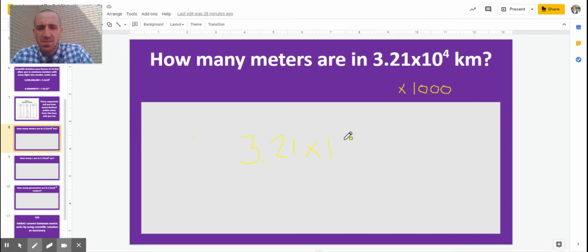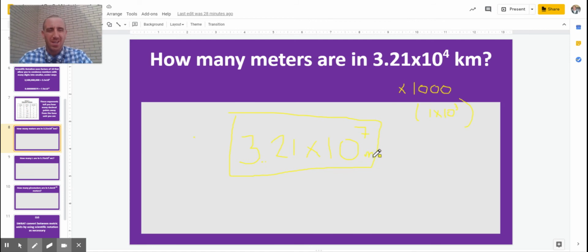And you'll start to learn some of these little tricks with scientific notation. 1,000 can be written as 1 times 10 to the third. And when you multiply numbers with exponents, you just add them up. So 4 and 3 gives me the 7. If you don't believe me, you can plug this in your calculator and prove it to yourself. That's your final answer. So there would be 3.21 times 10 to the seventh meters. I'll put my unit there.